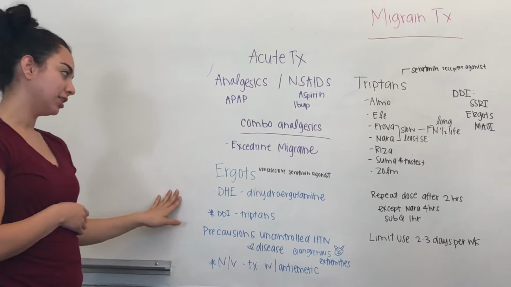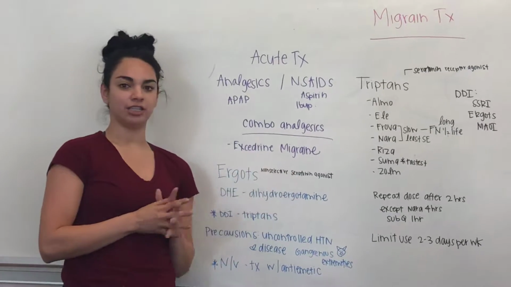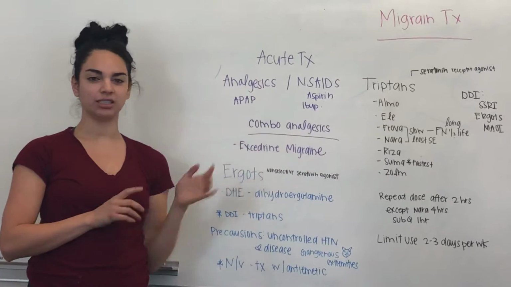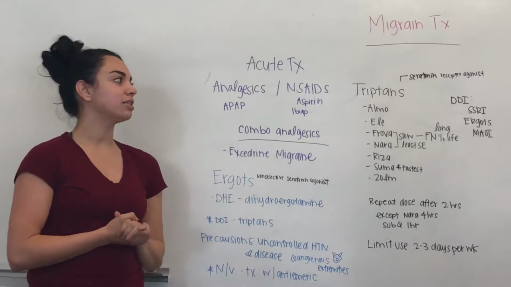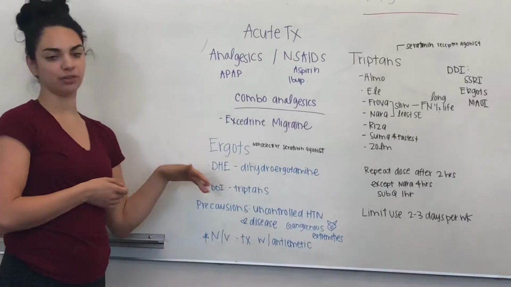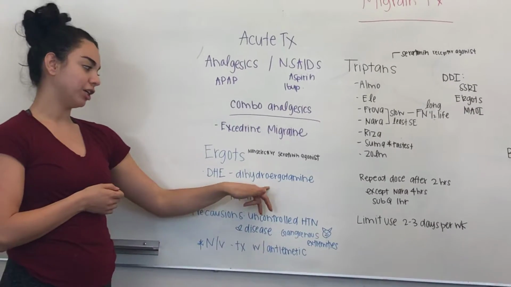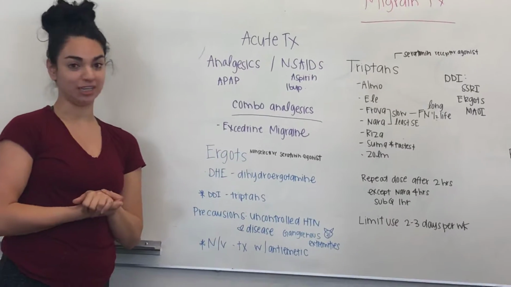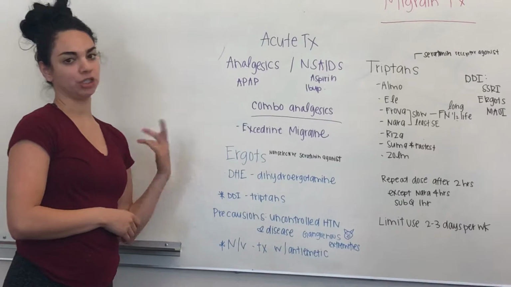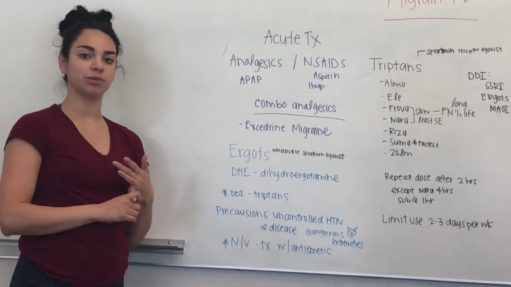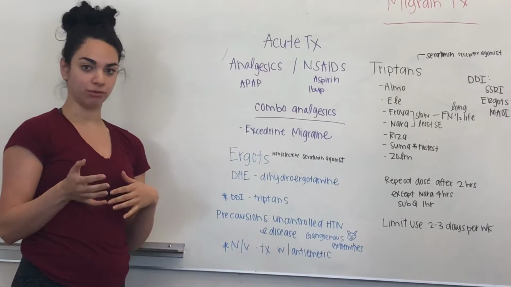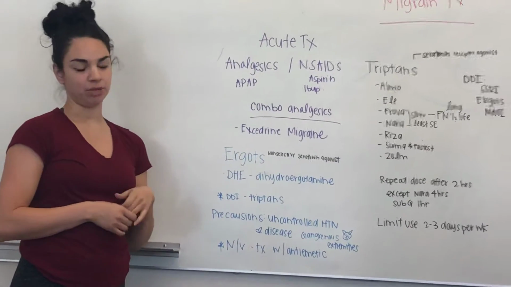We have ergots. These are a non-selective serotonin agonist in comparison to our triptans, which we're not specific if it's selective or non-selective. All we know is that it is a serotonin receptor agonist. DHE is the one that you need to know, dihydroergotamine. If you see that in the exam, that's ergots. One big drug-drug interaction is with triptans. If you have a patient who's on a triptan, it's not working and they want to move over to an ergot, you have to give at least 24 hours before they actually administer the ergot to the patient.